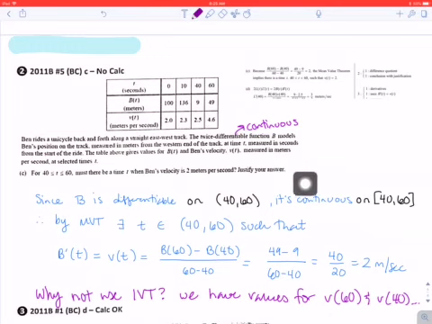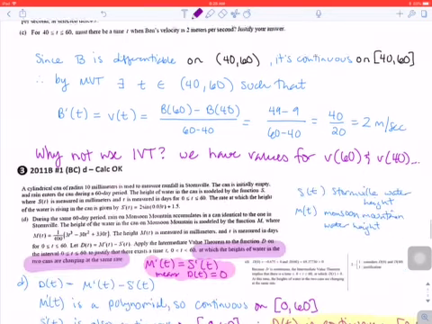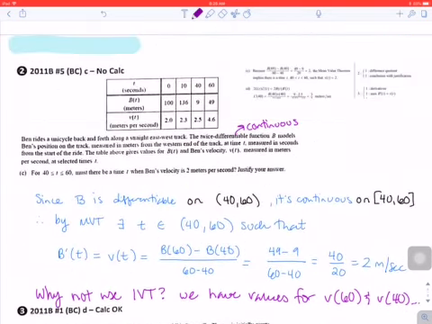And MVT says that the average rate of change is equal to the instantaneous rate of change. So if this instantaneous rate of change equals that average rate of change and it is 2 meters per second, then we can say conclusively that yes, Ben is going to hit 2 meters per second somewhere on his ride between 40 and 60 seconds. Okay? So that one was one that a lot of people ruled out just because it didn't work with IVT. So, any questions on that?